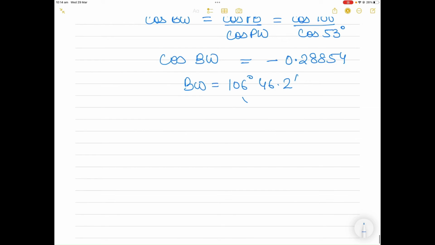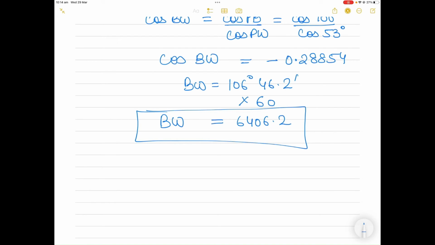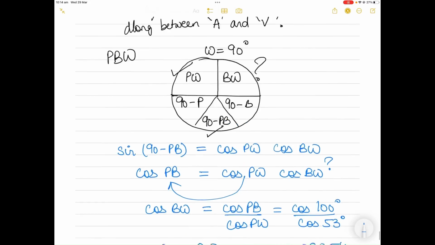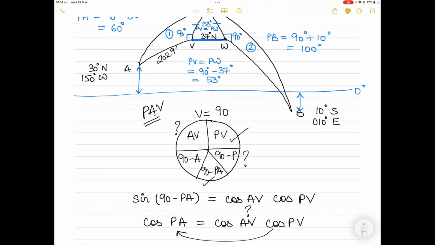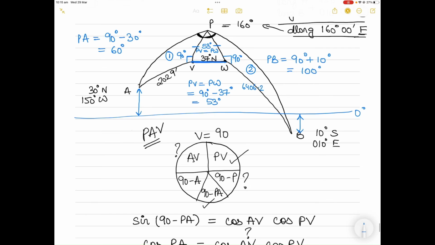But I don't want this in degrees and minutes. I want BW in distance. So I will multiply this by 60 and I get 6406.2. So BW, which is the second distance, is 6406.2 nautical miles. So I will go back to my diagram here and I will put that here, 6406.2. Now in this triangle, I will also find out P2, this angle here, the D long between the position B and the vertex W.